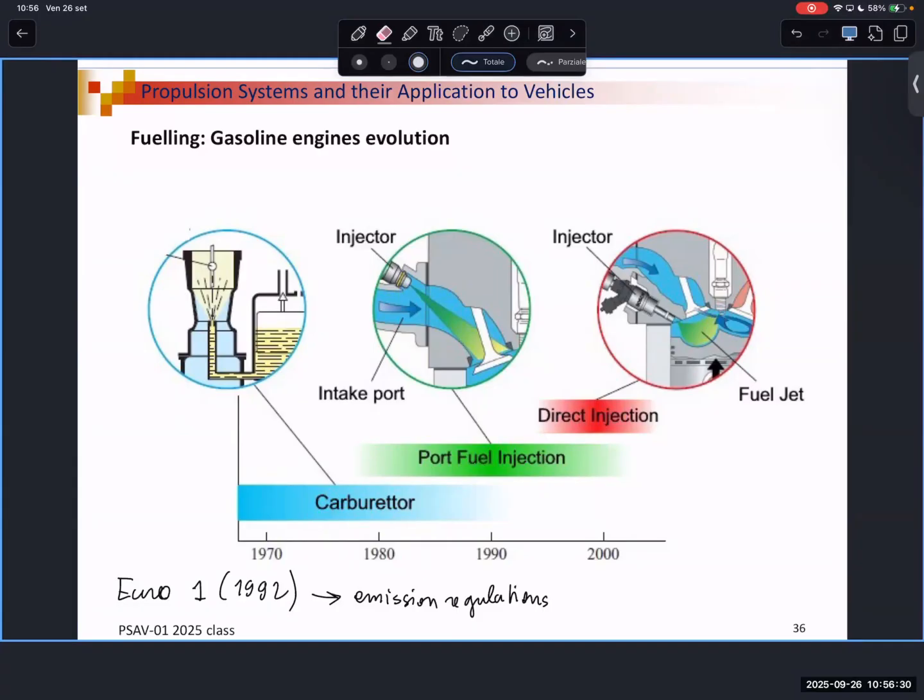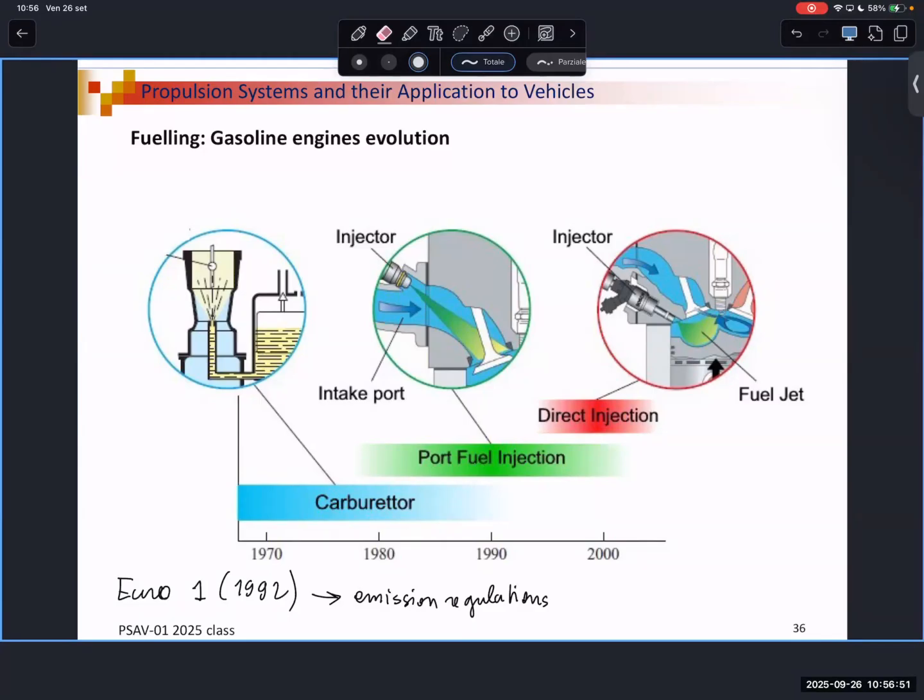This was placed in front of the throttle valve, and the throttle valve was used to help also the mixing of air and fuel. This, as I was saying, was abandoned in the late 80s, early 90s. It depends also on the markets and on the configuration that we are considering.